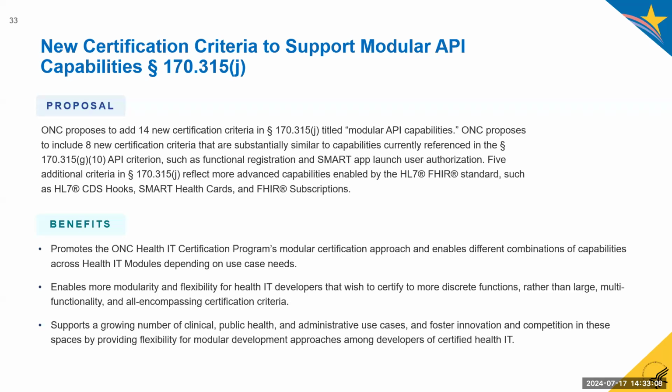I think when you look at the reg text for the J criteria, and you look at how we reference these J criteria across several of our API criteria in 170.315(g), what we're trying to do is make the regulation text just a little bit more computable. And so you'll see that many of the same capabilities that exist in G10 will remain. We're just referencing them through the certification criteria in J.